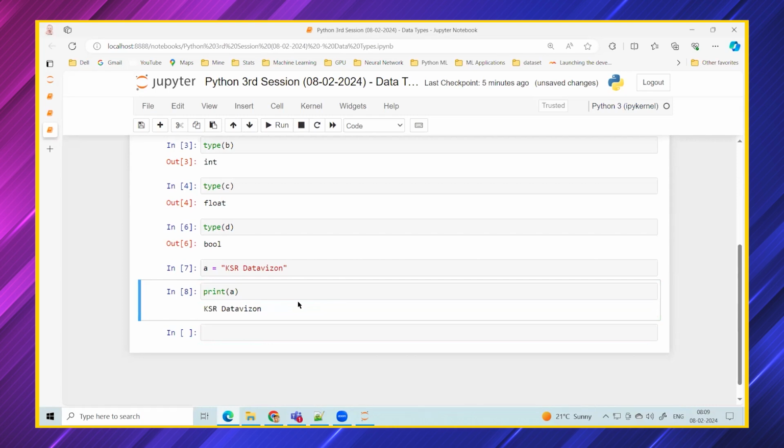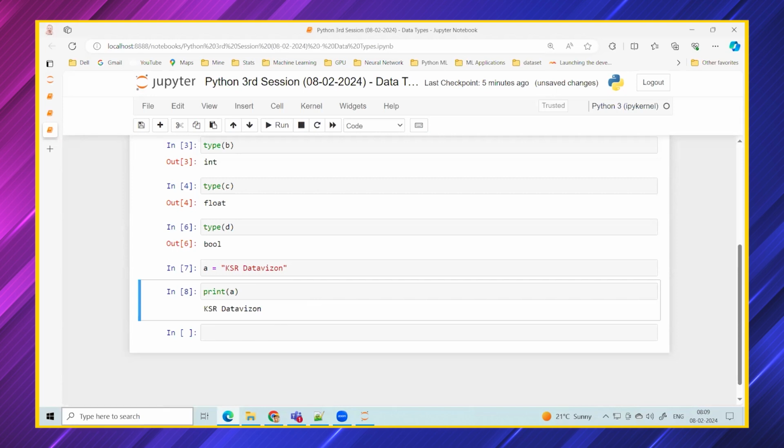So this is the first thing which you have to learn in Python: how to access the elements. Now we have KSR Datavizon. KSR Datavizon is actually a set of characters. If I want to access a particular character, you can access it only via indexing.